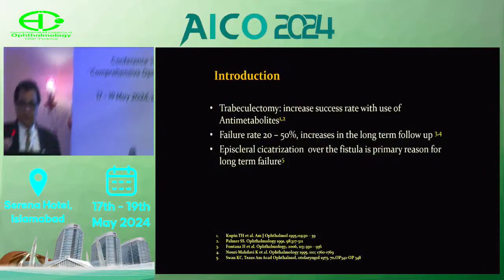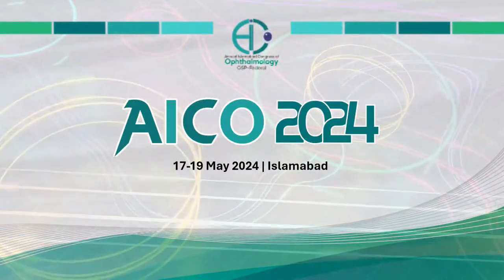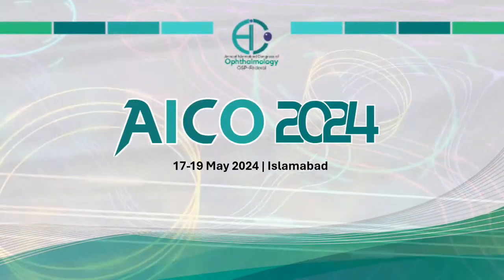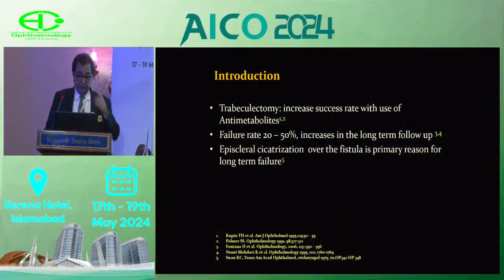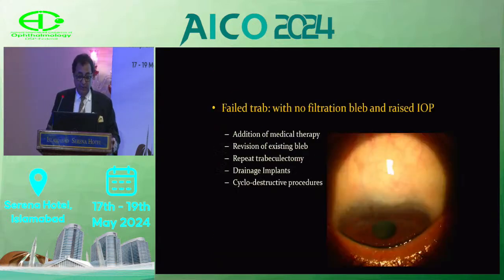So when we do the trabeculectomy, it increases the success rate with the use of anti-metabolite. However, the failure rate still unfortunately stays between 20 to 50%, depending upon different series that you're looking at. And episcleral cicatrization over the fistula is the primary reason for long-term failure. These are the things that we discussed yesterday. So when you have a failed trab with no filtration bleb and raised intraocular pressure, what shall we do?